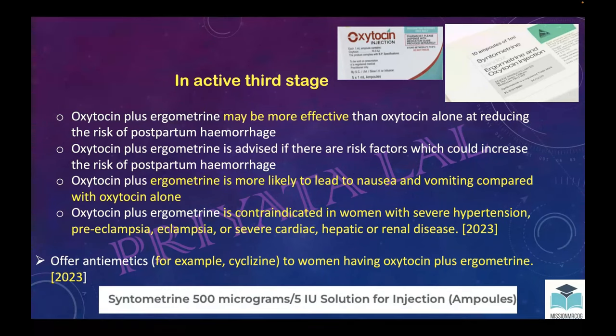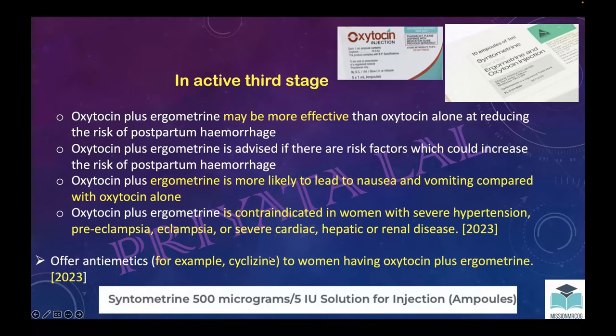Apart from this, it is more likely to cause nausea and vomiting. Apart from this, it is contraindicated if the patient has PIH, severe hypertension, any cardiac, hepatic and renal disease. Syntometrine is contraindicated if the patient has any hypertension, preeclampsia, eclampsia, severe cardiac, hepatic or renal disease. And whenever you are offering syntometrine to the patient, please offer cyclizine as an antiemetic. Antiemetic to be added. So this part was new in this guideline.